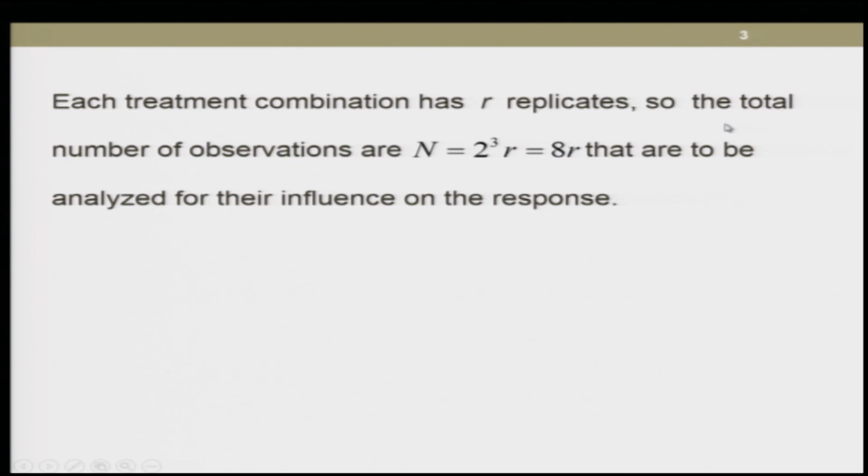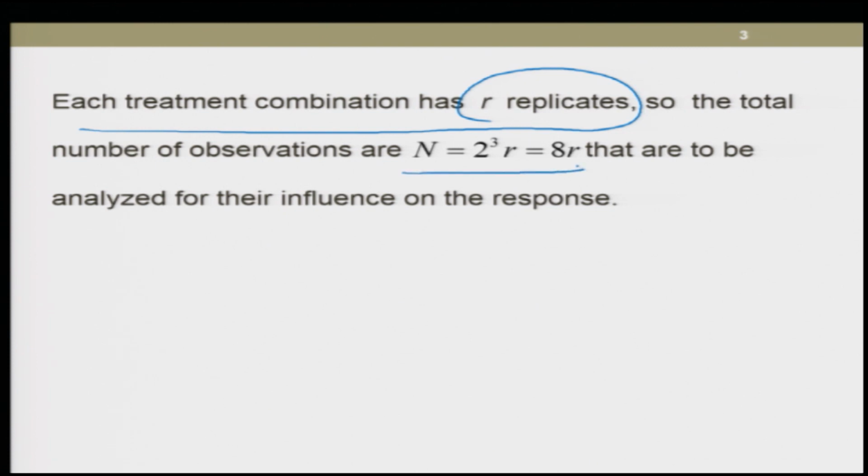Right. Okay. So now in case you try to obtain the observations for each of the treatment combinations r times, that means each treatment combination is replicated r times, then the total number of observations is going to be 2 cube into r, which is equal to 8r. And these 8r observations will constitute the expressions for the main effects of A, B, C and the interaction effects AB, BC, AC and the interaction effect ABC.